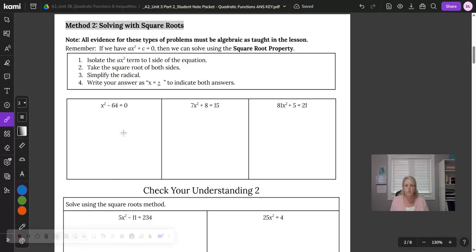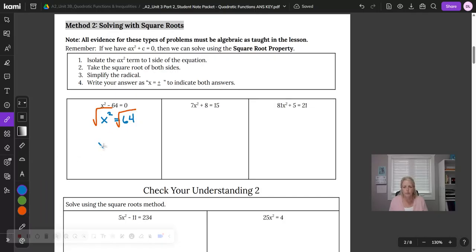All right, so solving with square roots means that we have an equation where we can set it up to be x squared, or it could have a coefficient in front, equals some number. Okay, so in this case, I can move my 64 over, add 64 to both sides, and that makes it x squared equals 64. This is when you want to use solving with square roots, because now that I have my x squared term equals a number, I can take the square root of both sides.